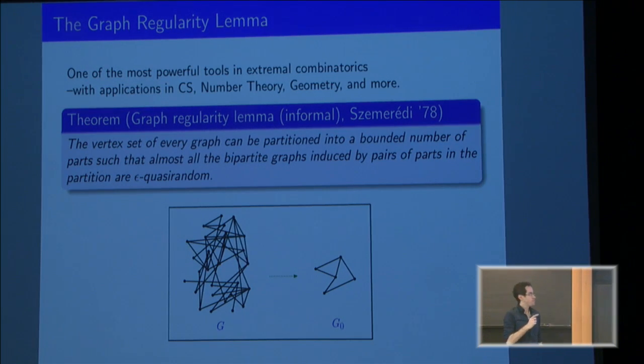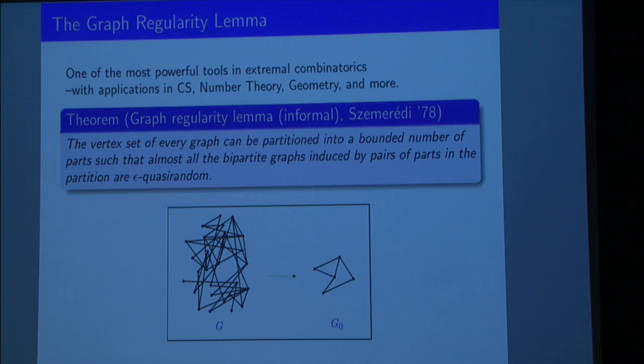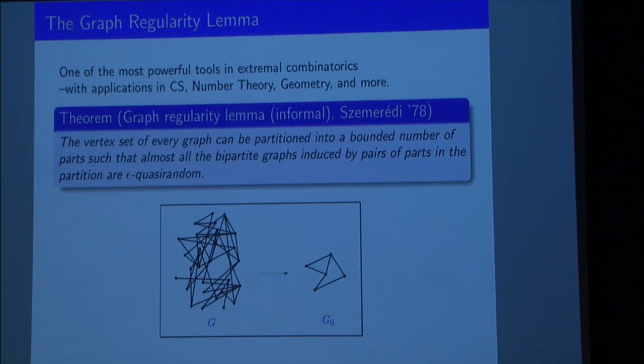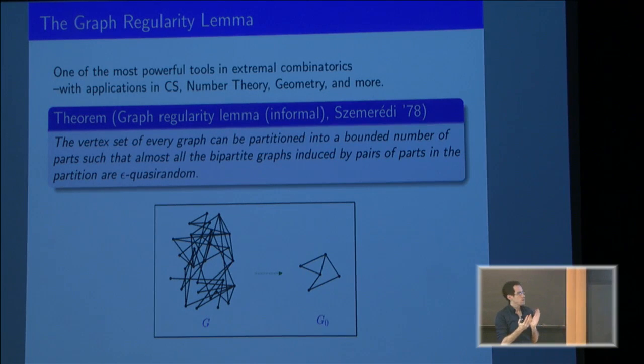I will not actually be very formal here because I will not need it, but the intuition should be clear enough. So it basically says the following: whatever graph that you have, I can partition it. There is a way to partition the vertex set into a constant number of parts, independent of the number of vertices, so that between almost every two pair of clusters, you see a bipartite graph there, which can be very complicated, but it is quasi-random. So it's epsilon quasi-random. It is in some sense easy to analyze. It very much behaves like a random graph.